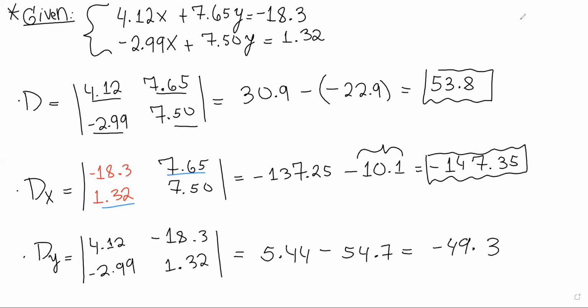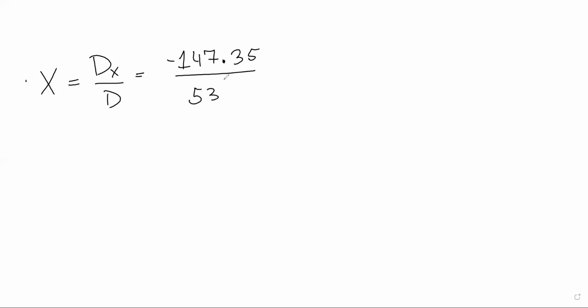Finally, the last step of Cramer's rule, x equals dx over d. Again, dx was negative 147.35, all divided by 53.8. This is approximately negative 2.74. So this is x.